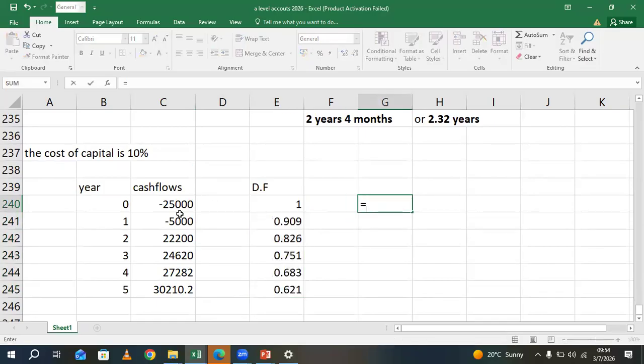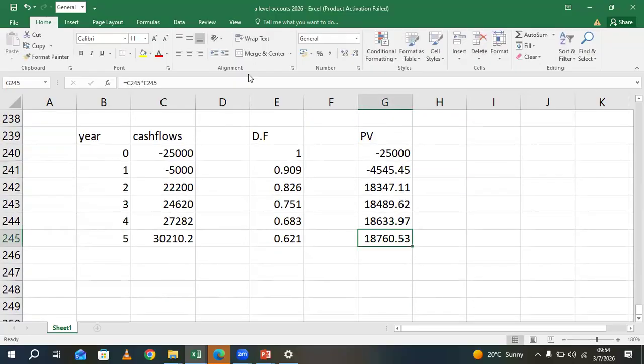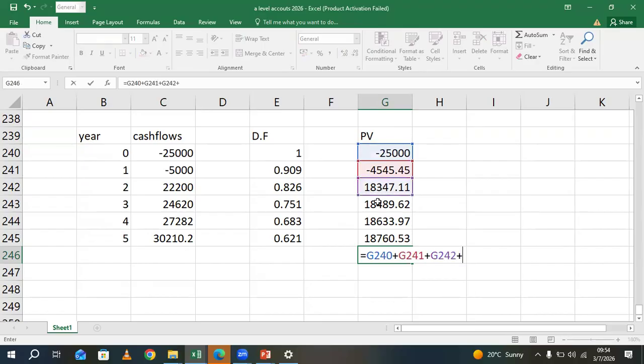So you get our present values. Copy the same function there. These are present values. For the net present value, sum up these present values. So this would be our net present value.